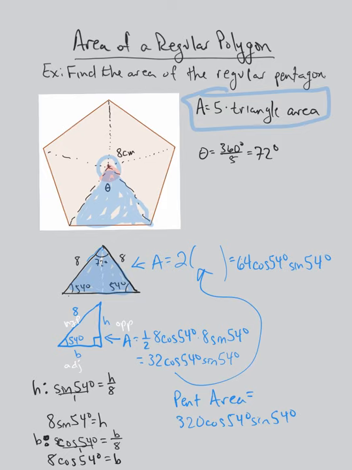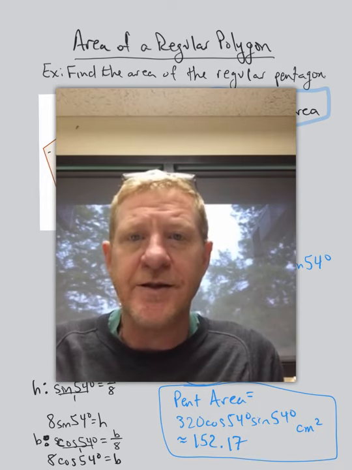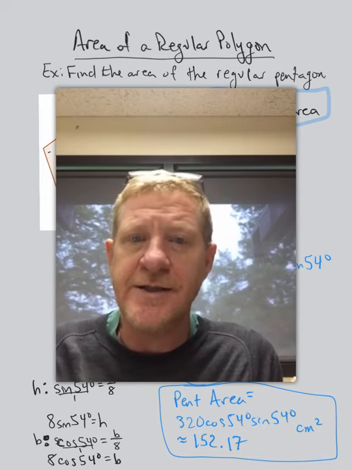Now we're just plugging it in on our calculator to get the approximation. To 2 places, that would be 152.17. And then our units were centimeters. This is area, so it's going to have square units. Okay, so that's the area of that pentagon. All right, so I hope that makes a little bit of sense. I know some parts get a little confusing, but you just take it a step at a time.